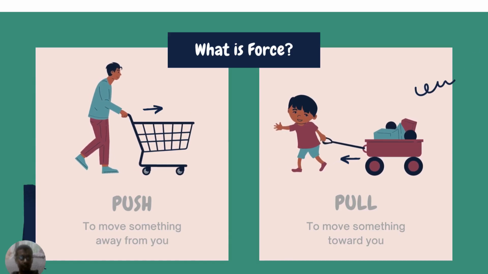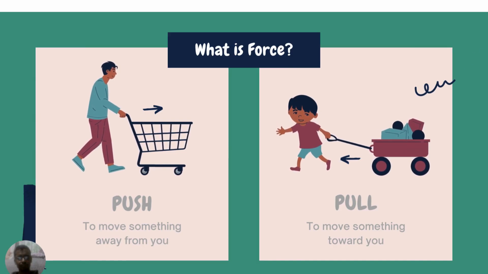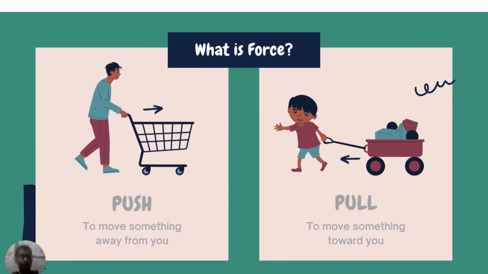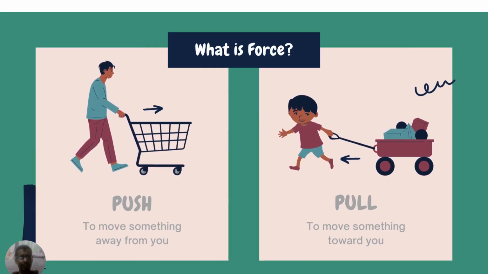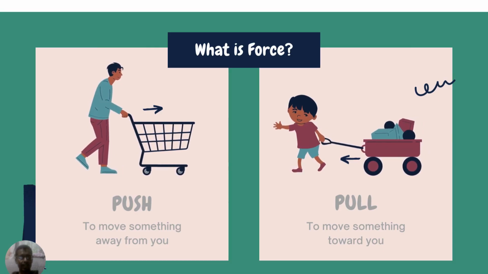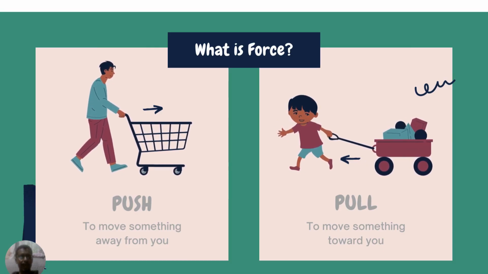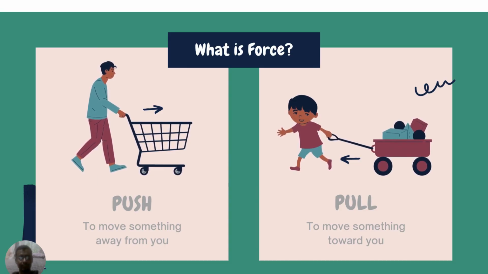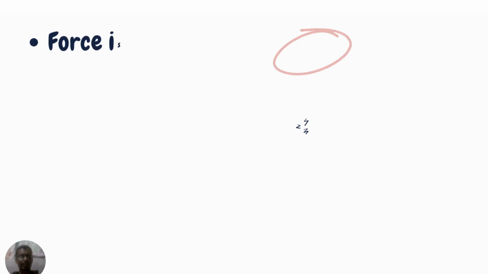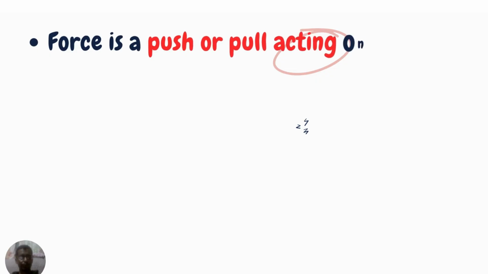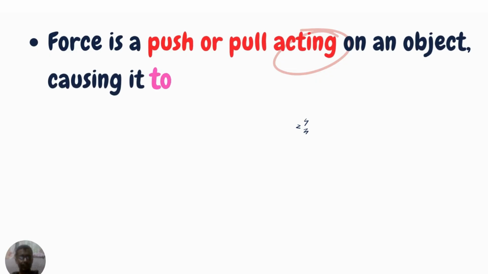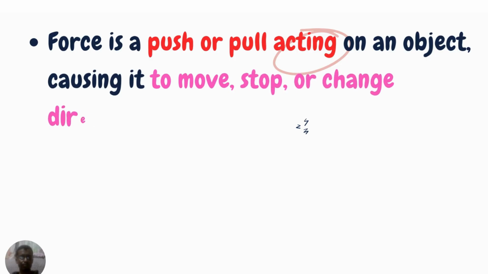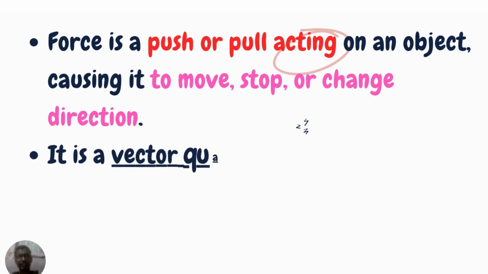Let us start. When we talk about force, it means when we push or pull an object and displace it from its position, we are indirectly applying an external unbalanced force on the object. So we can define force as a push or a pull acting on an object, causing it to move, stop, or change direction.